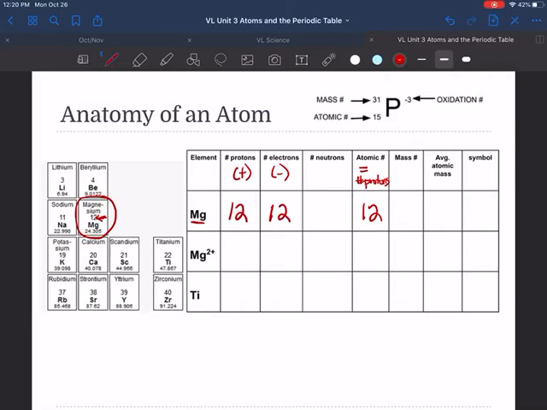We're going to skip mass number for a minute. We're going to look at average atomic mass. Average atomic mass is that decimal number. Remember I told you that in a previous video.